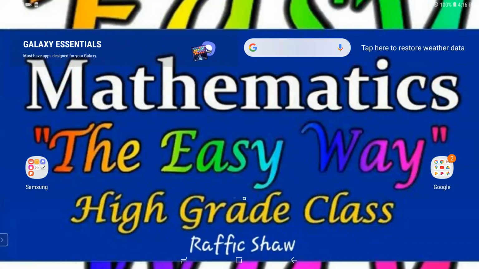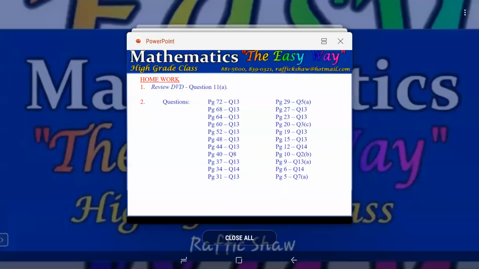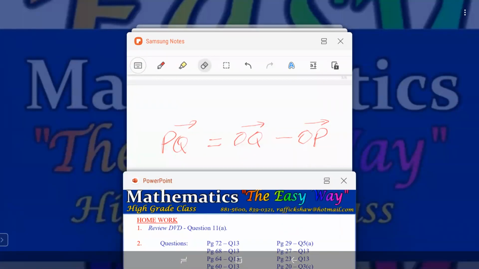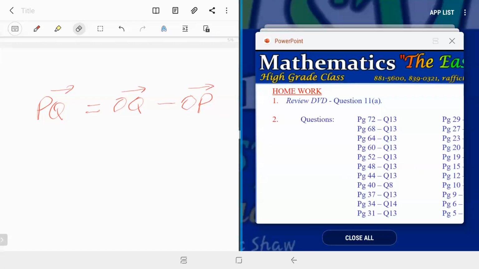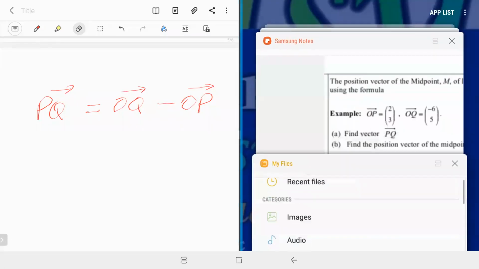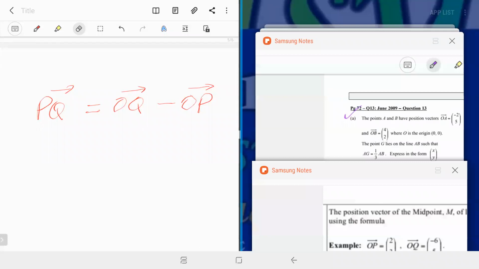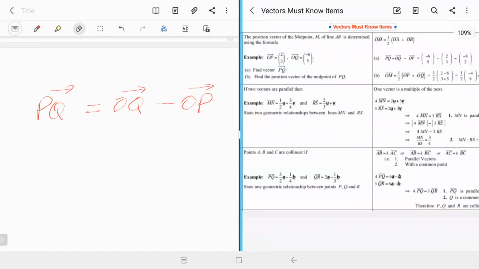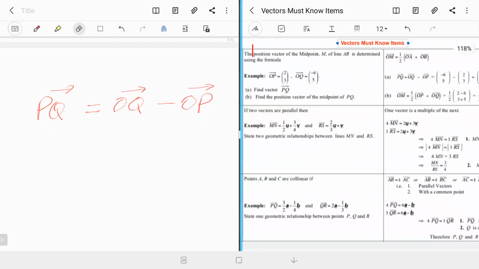All right, so what I'm going to do now is let us do a couple of questions. By the way, there are some must-know items that are sent in the group. Let me show you.